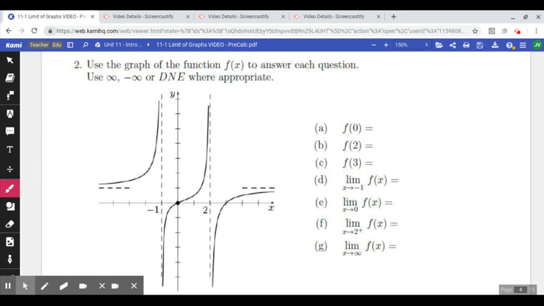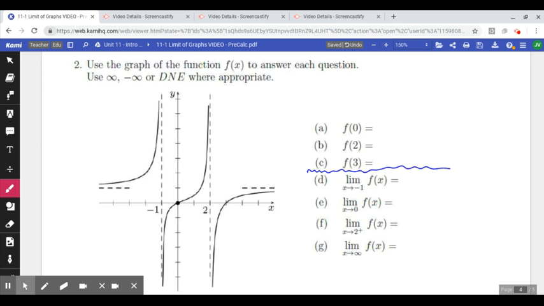In example 2, we have an example pretty similar to the last two in this video set. And we've got a graph here of a function f of x, and we're going to use that to answer each question. If we look at a, b, and c, those are different than d, e, f, and g. They're really entirely different problems. A, B, and C deal with just function evaluation. What's the output when the input is whatever's listed?